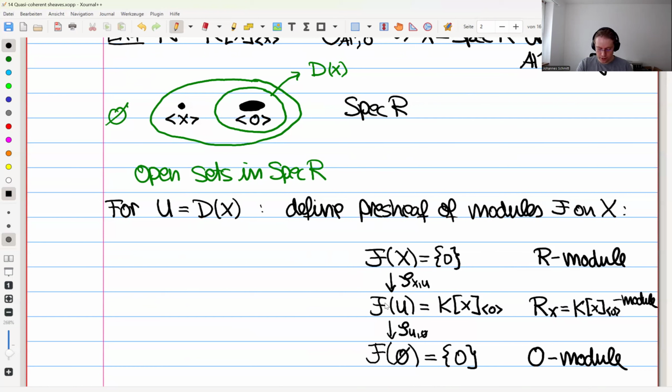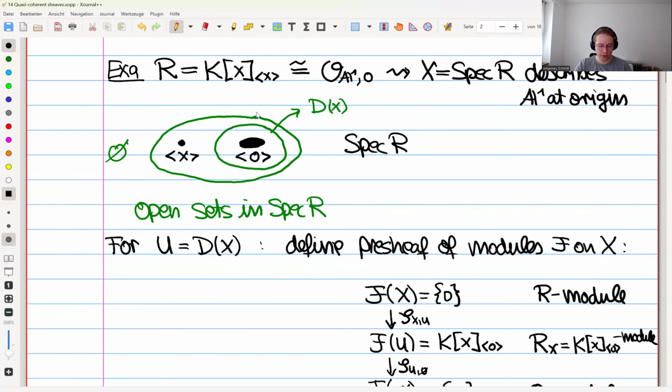Then the interesting part is that on U, which is this D(x), you define it basically as a non-trivial module. And so here, before we look at this, let's think about what are the functions on this U. Well, I mean, this is a distinguished open set. So we know the functions are just take this ring here, this ring R, and localize at the element that you want to localize at. So this is x. So we take this ring and then localize at x.